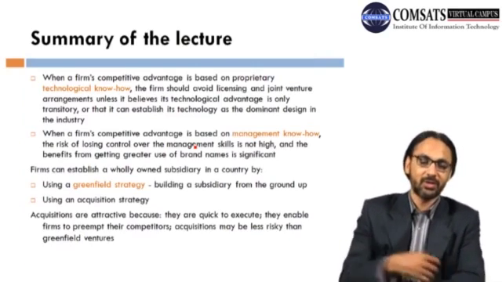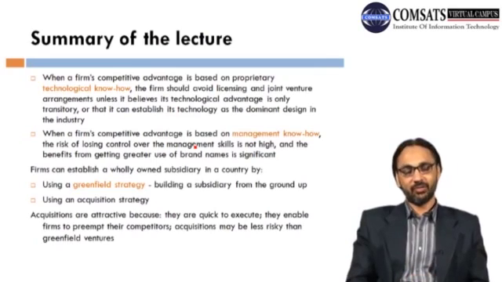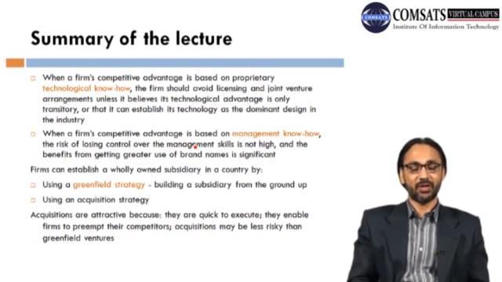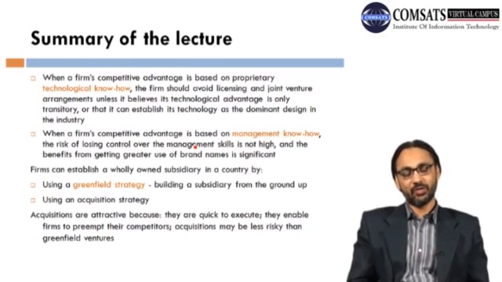Okay, now let's talk about the summary of the lecture, what we discussed today. The first point we discussed is technological know-how. When a firm's competitive advantage is based on technological know-how, the firm should avoid licensing. These are the conditions when firms should avoid licensing and prefer a joint venture. And when a firm's competitive advantage is based on management know-how, the risk of losing control over the management skill is not high.